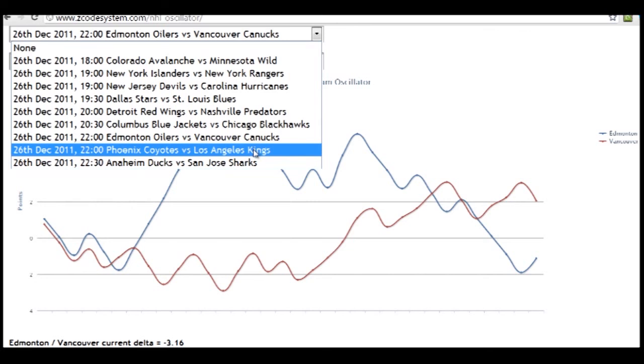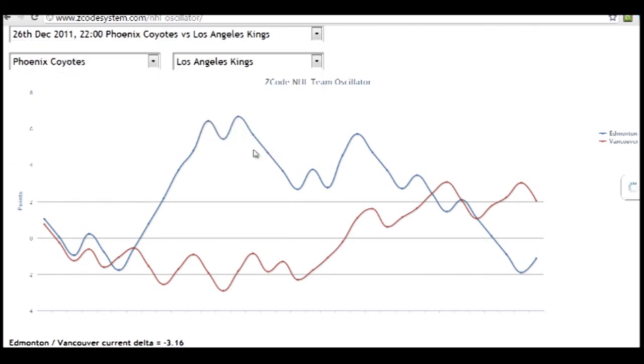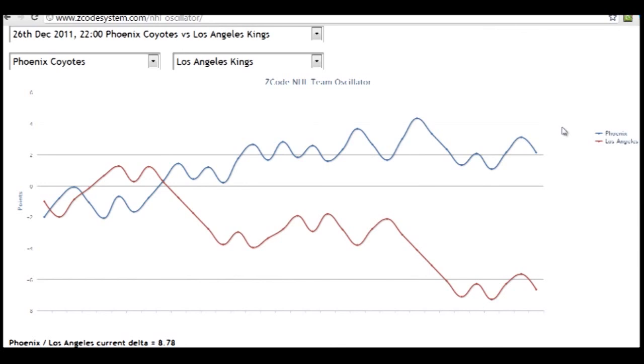The next game is the Phoenix Coyotes versus the Los Angeles Kings. As you can see here, the Coyotes are a very stable team. They're about average, but they're a very stable team, and they stay in the zone for a long time. They aren't the best, but they're certainly stable. They never go into long losing streaks, nor do they go into long winning streaks.